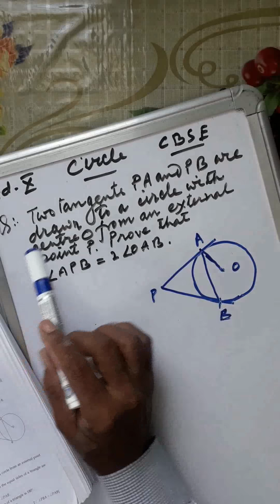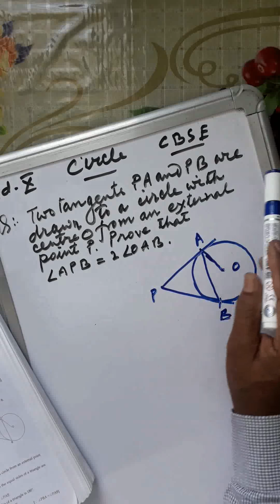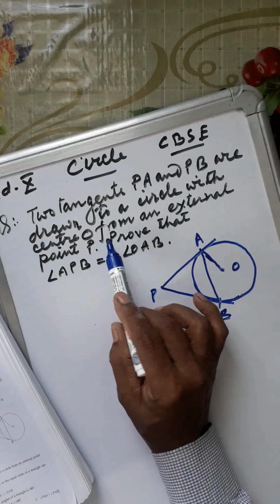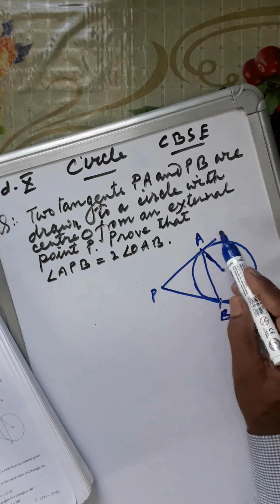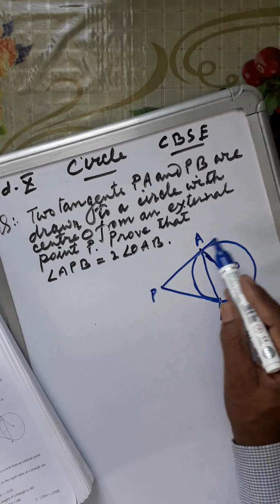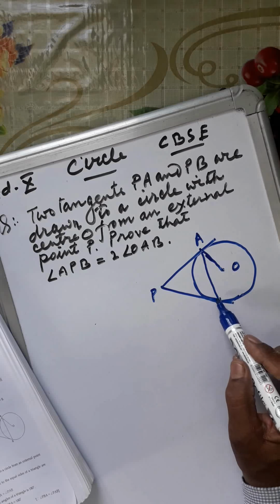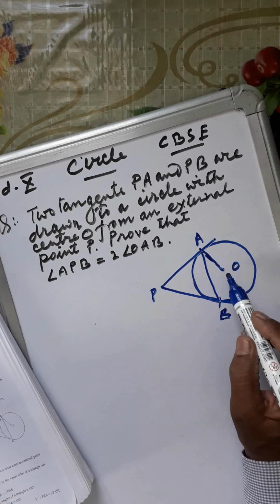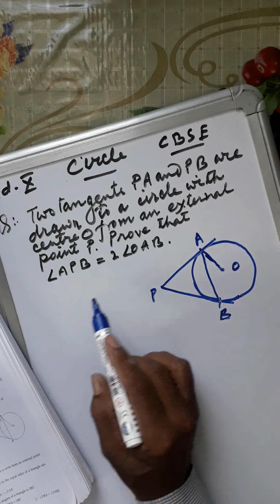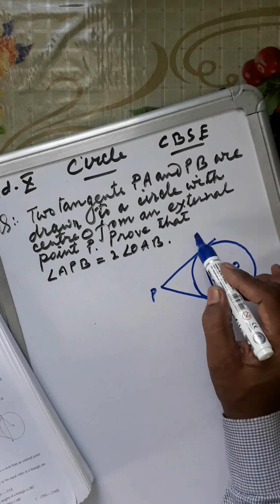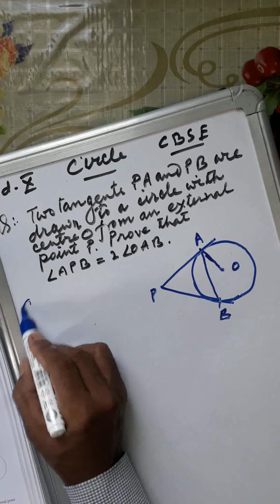Here is a question. Two tangents PA and PB are drawn to a circle with center O from an external point P. We have joined AB, and also we have joined OA. In the question, what we have to prove? Angle APB is twice angle OAB. So you have to write the given.